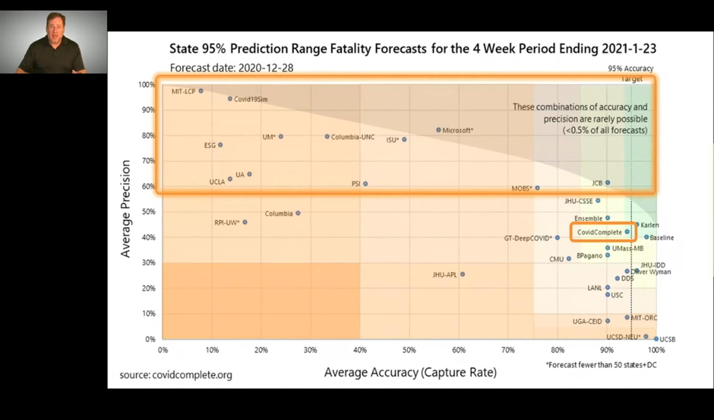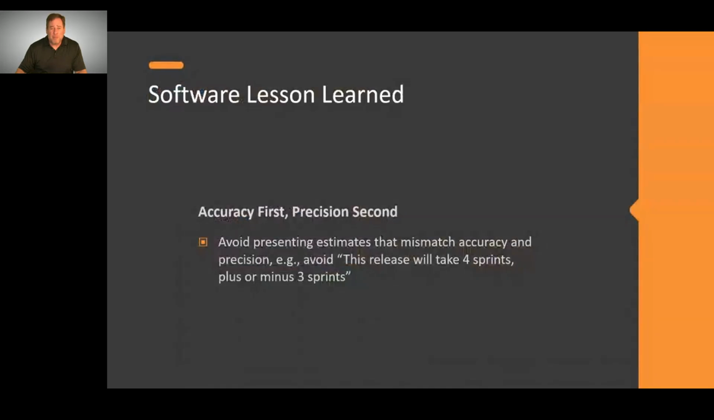And you'll notice that this chart shows the period ending January 23rd. I'll show you a chart in a few minutes that ends more recently. And in fact, the teams have gotten better at this over time. So the software lesson learned here, I think, is accuracy first and then precision second. We make it accurate and then we tighten up the range. But the first order of business is getting accuracy first. So we want to avoid presenting estimates that mismatch accuracy and precision, such as estimates that say this release will take 4 sprints plus or minus 3 sprints.